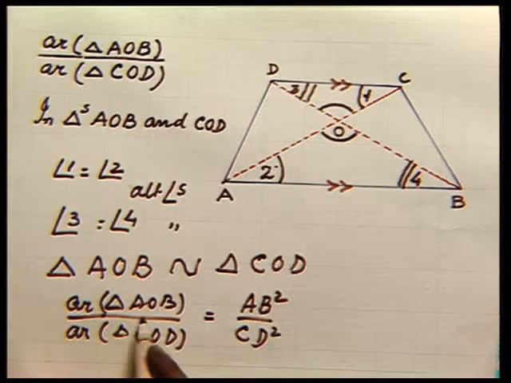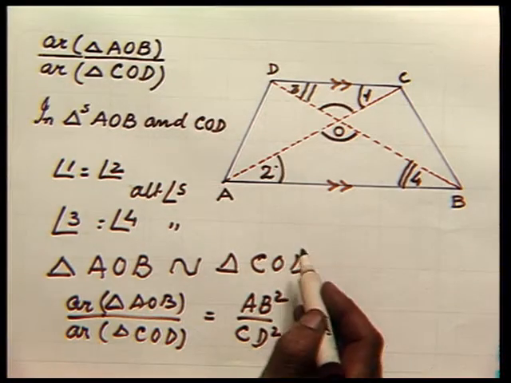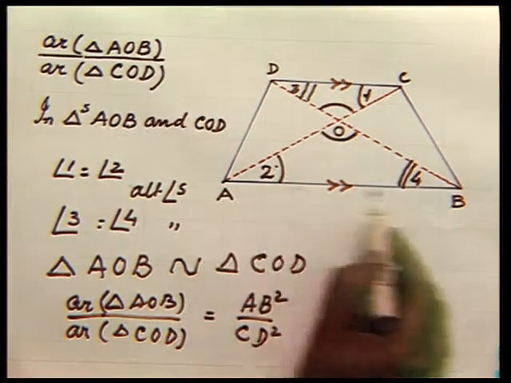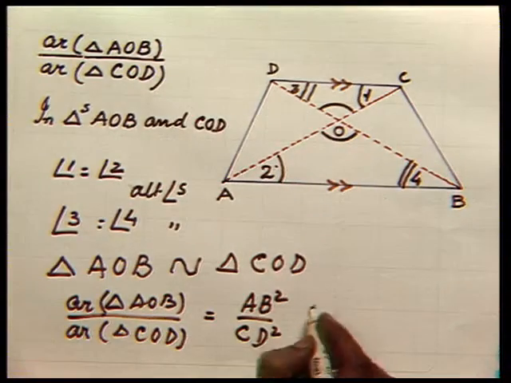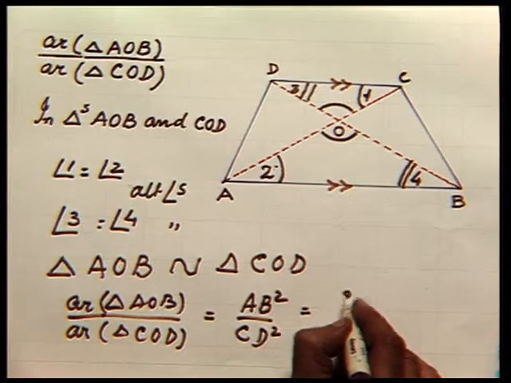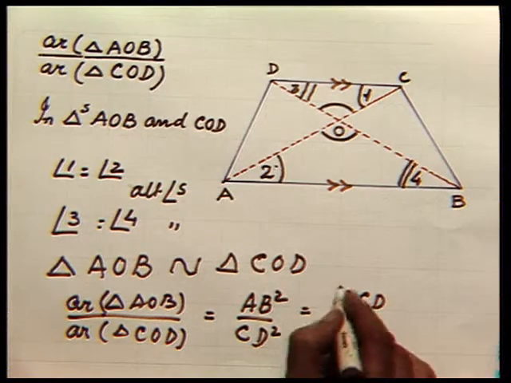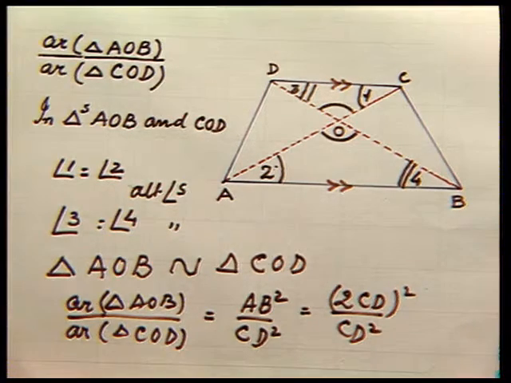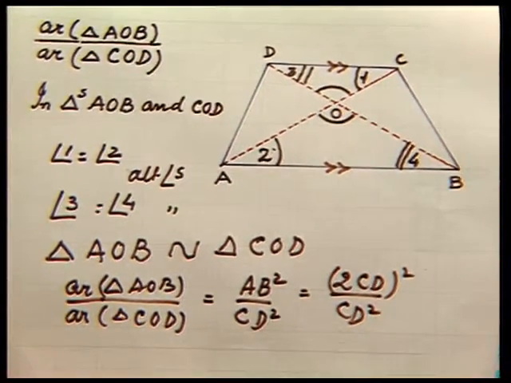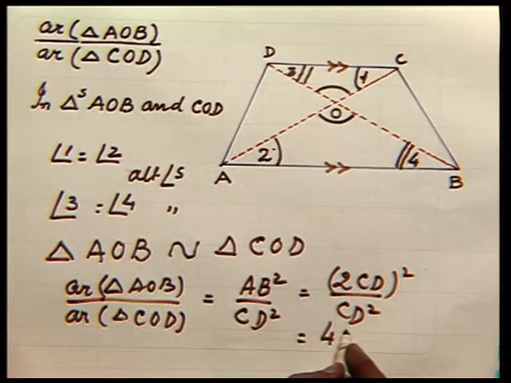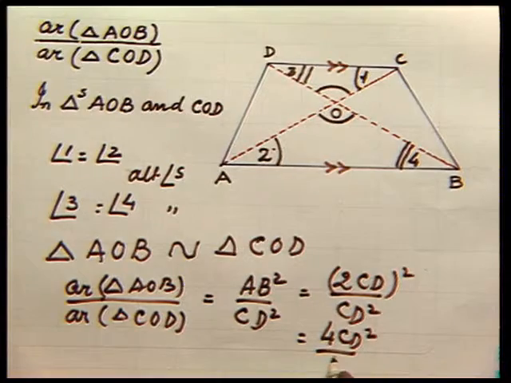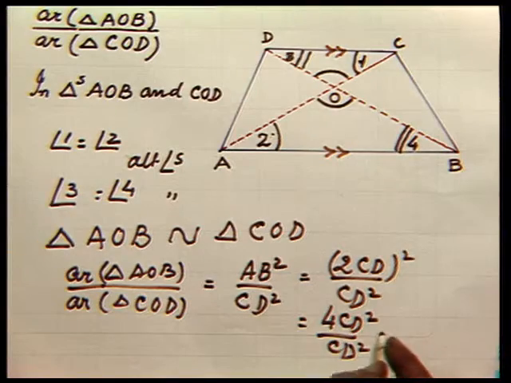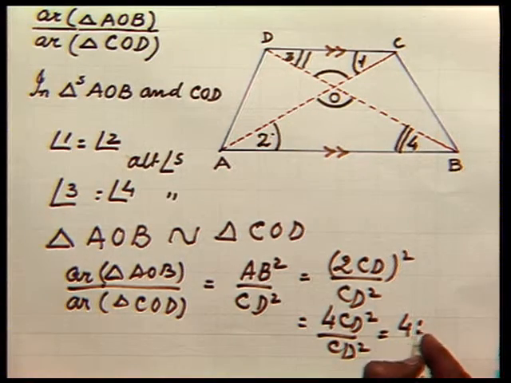Now, you may be interested in knowing why we have not taken AO squared. The obvious reason is that the relation has been provided to us between side AB and side CD. AB is 2 times CD, so we can replace AB by 2 CD. This is whole squared upon CD squared, which on simplification gives 4 CD squared upon CD squared. So, this ratio becomes 4:1.